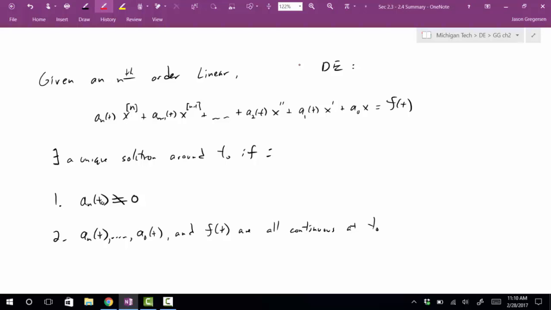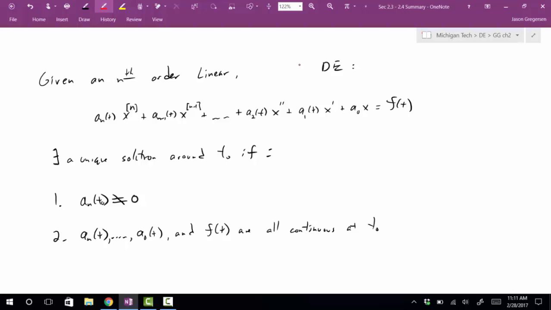Next, a sub n of t, a sub 0 of t, and everything in between here. All of those coefficients have to be continuous at t sub 0. And then lastly, f of t also has to be continuous at t sub 0. That sounds like a bunch of words, right? A bunch of continuous, smooth stuff there.